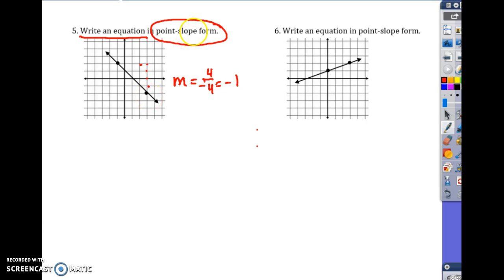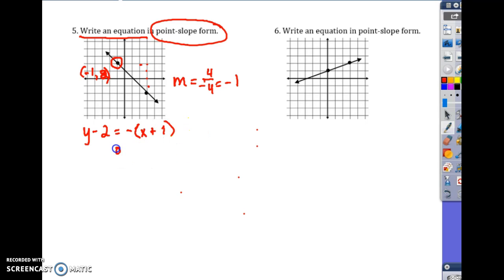Now to do point slope form, I can pick either point. In this case, I'll pick the point that's at -1, 2. Sorry, -1, 2. And if I put that in point slope form, it would be y minus 2 is equal to my slope, -1 times x plus 1.